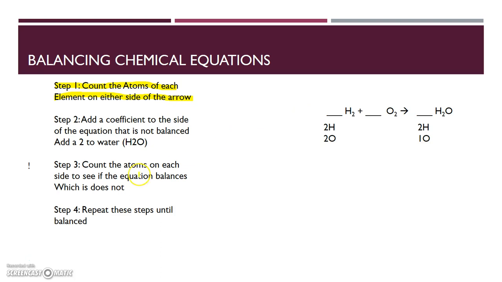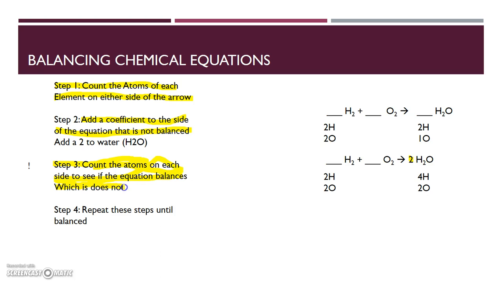So, how do we fix this? We have to add a coefficient to the side of the equation that isn't balanced. So the side of the equation that isn't balanced is this side. Just like we did for ionic compounds, each side needs to equal the same number. So we have 2 oxygens here and 1 here. So if we add a 2 to this side right here, then we have 2 oxygens and 2 oxygens. So the next time we repeat this step again, we count the atoms on each side again to see if it balances.